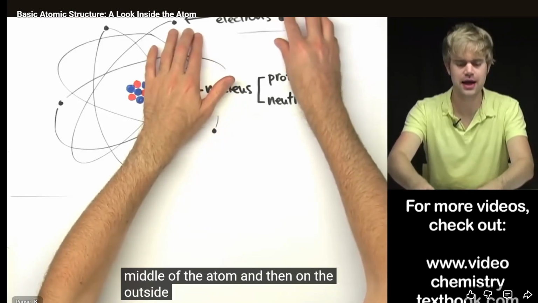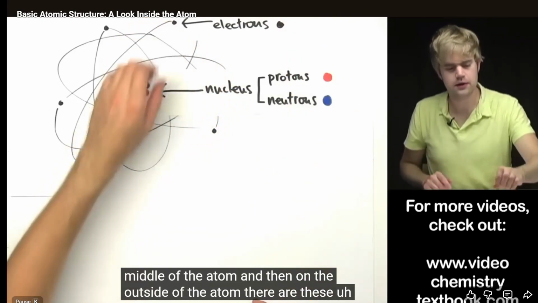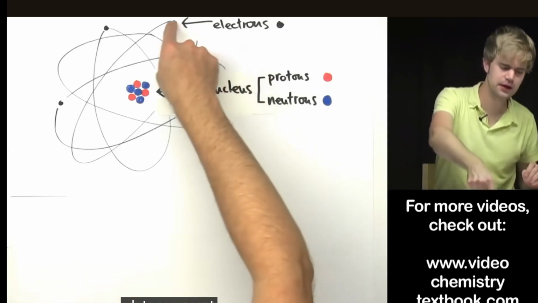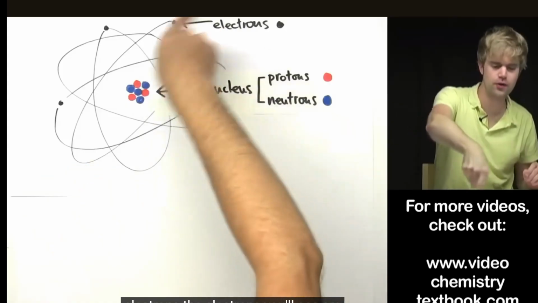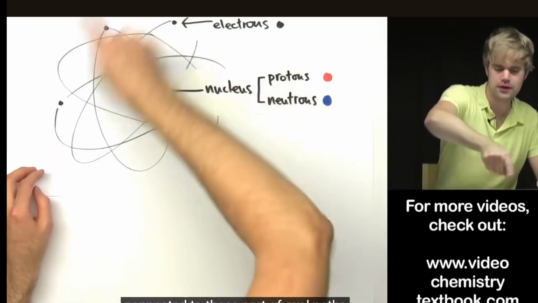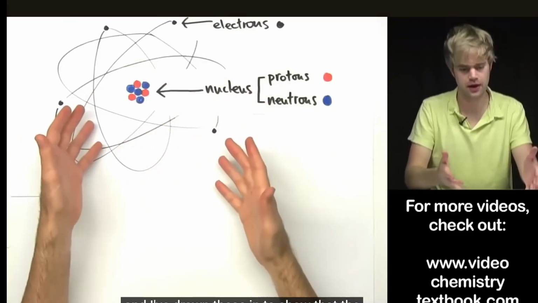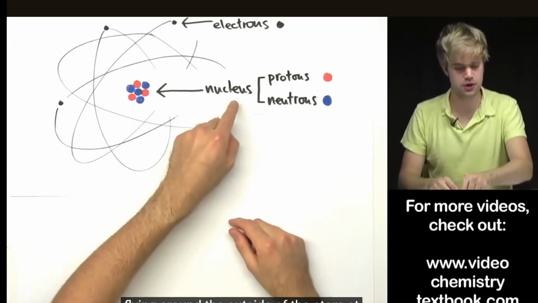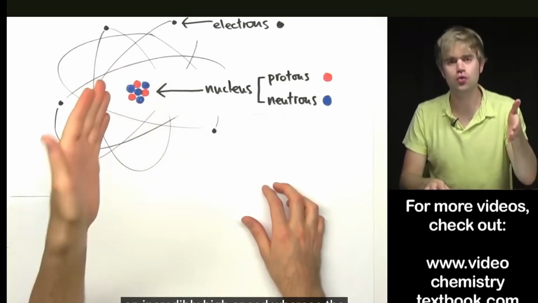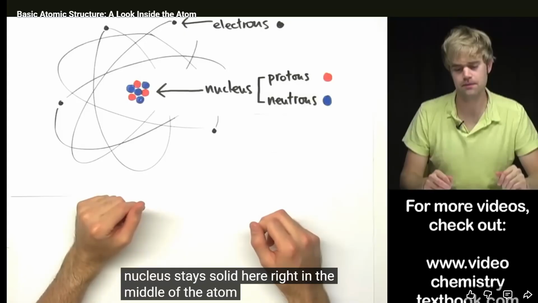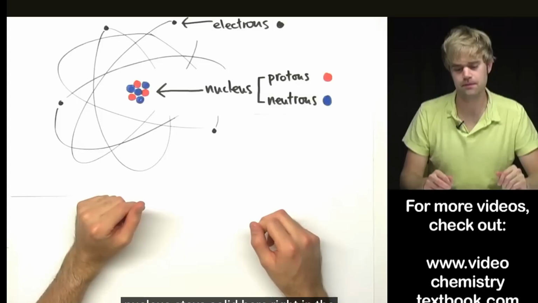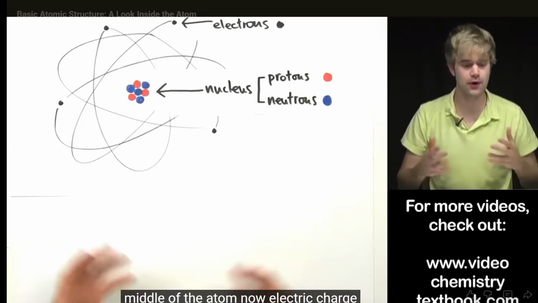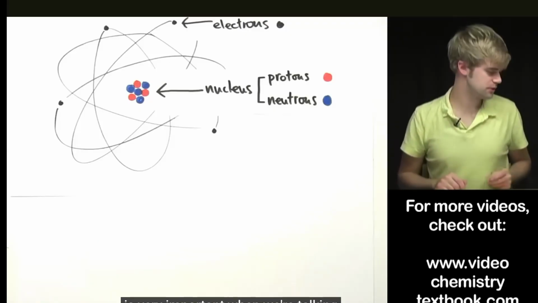And then on the outside of the atom, there are these little black circles that I'm using to represent electrons. The electrons are connected to these oval paths, and I've drawn these in to show that the electrons are constantly moving. They're flying around the outside of the atom at an incredibly high speed, whereas the nucleus stays solid right in the middle of the atom. Do protons and neutrons move? No. Who moves? Electrons.